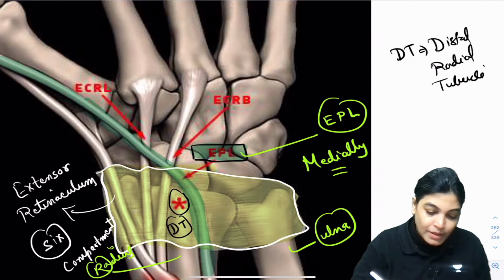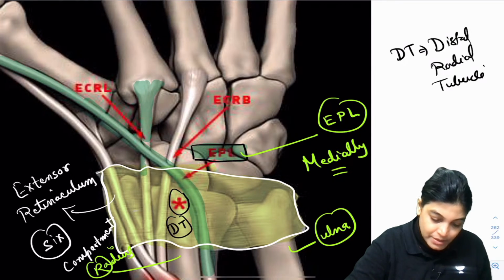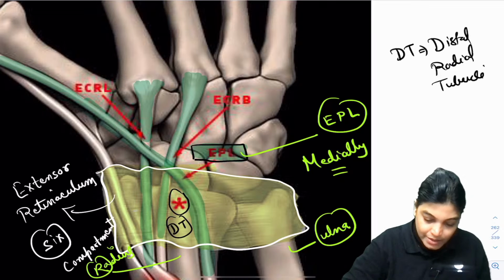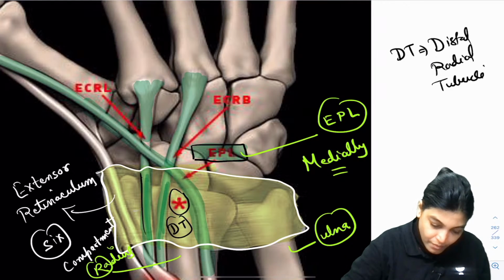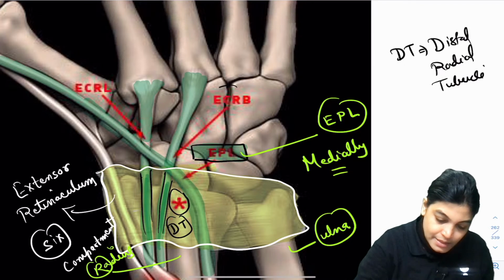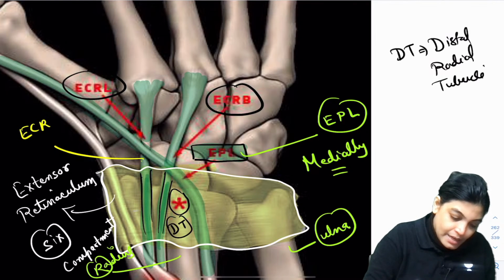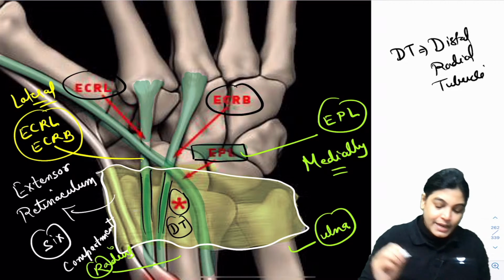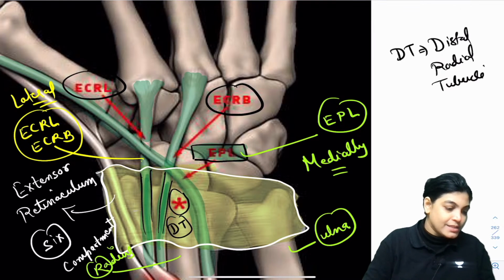Got it? Now the 2 other tendons here are extensor carpi radialis longus and extensor carpi radialis brevis. These 2 tendons which you are seeing here are passing laterally. This is ECRB and ECRL. That means both ECRL and ECRB pass lateral to it, as these are the muscles of the second extensor compartment. Please let me know, is this explanation clear? Everyone who is listening, is the explanation clear?